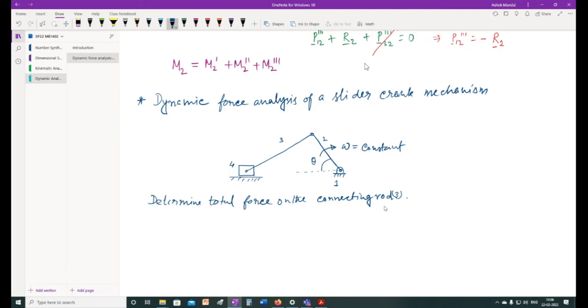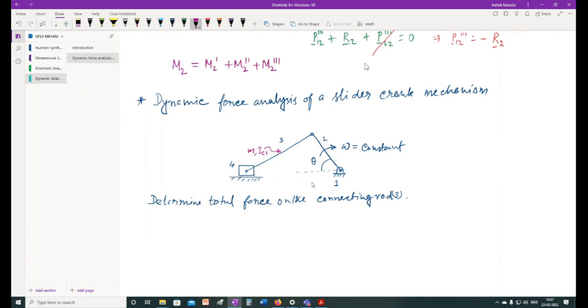To do this analysis, what is the first step? Suppose the mass of this is given. The mass of the connecting rod is M and the moment of inertia is, let's say, IC3. These two are given for this connecting rod. Okay. We need to find out what is the total force acting on this connecting rod.